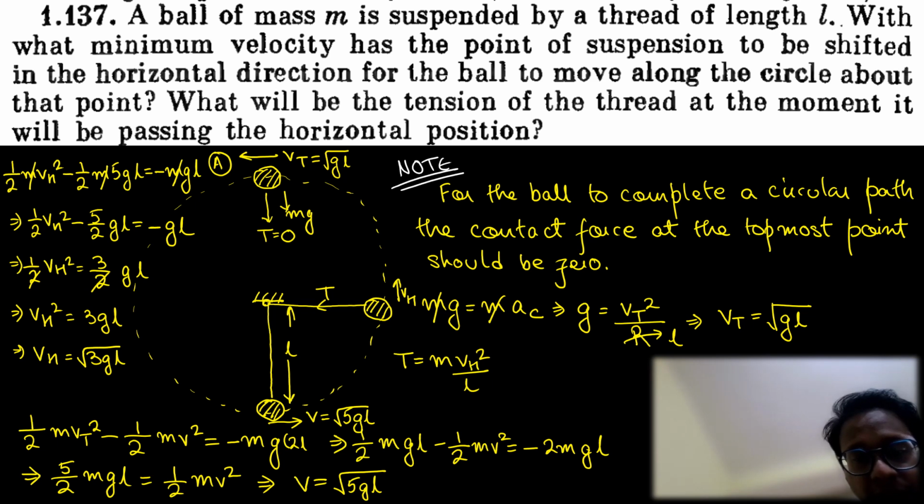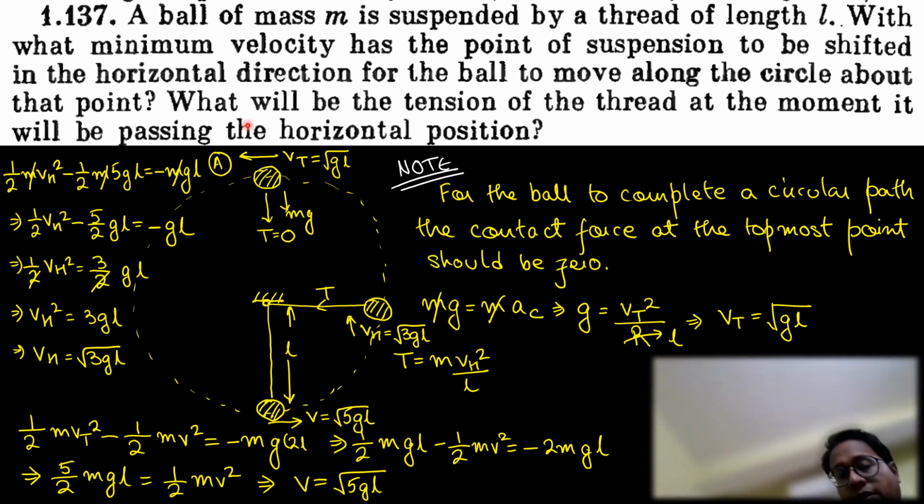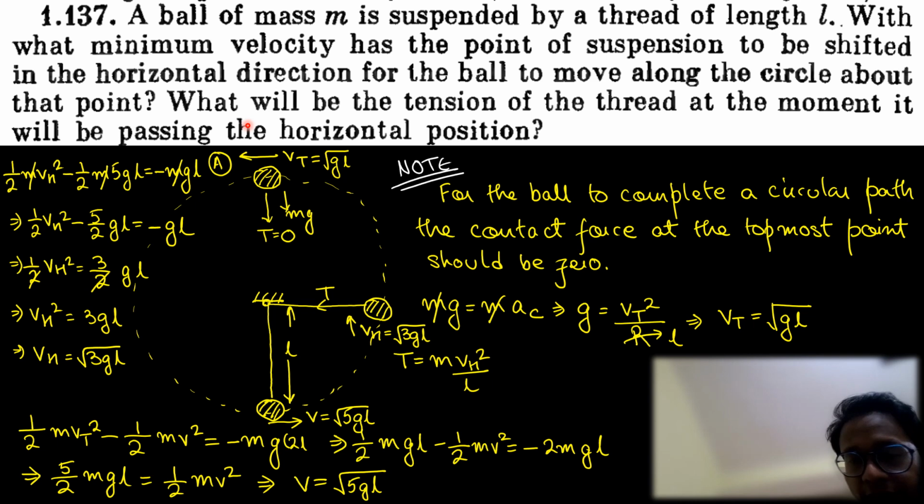So velocity at this position vh, velocity at horizontal position, would be under root of 3gl. One more thing, velocity at this point would also be under root of 3gl by symmetry, but in downward direction. But that is of another question. Now the question is asking what is the tension of the thread at the moment it will be passing through the horizontal position. So what is the tension in the thread out here?